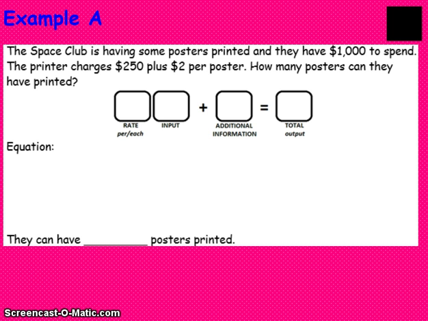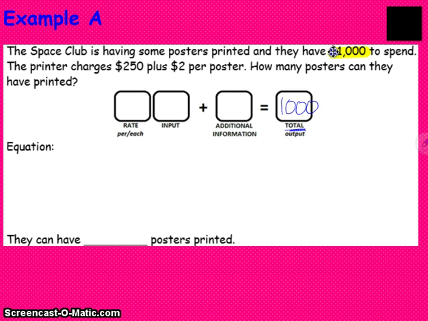So my first step told me to find the total. So I'm looking, and my total is typically going to be my biggest number in my problem. So $1,000. I only have $1,000 to spend. That's it. No more, no less. 1,000. So that's going to go on my total box. See where it says total.